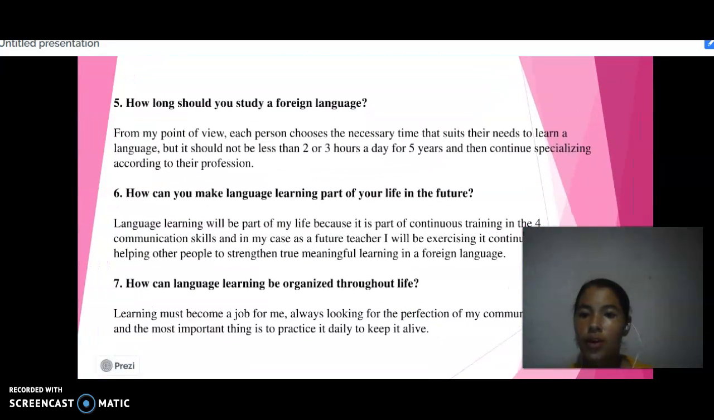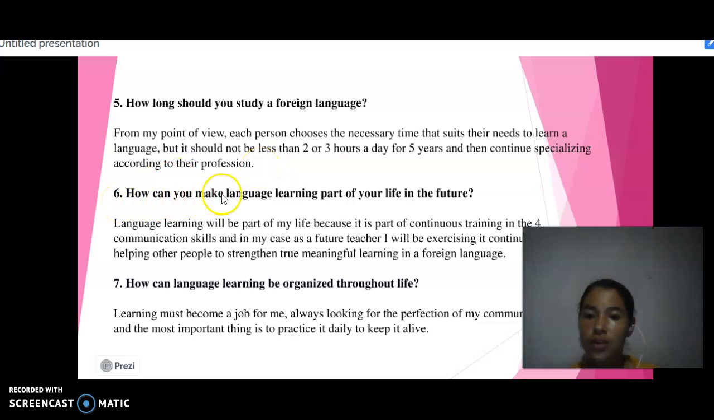5. How long should you study a foreign language? From my point of view, a person should take the necessary time that they need to learn a language, but it should not be less than 2 or 3 hours a day for 5 years, and then continue specializing according to the profession.